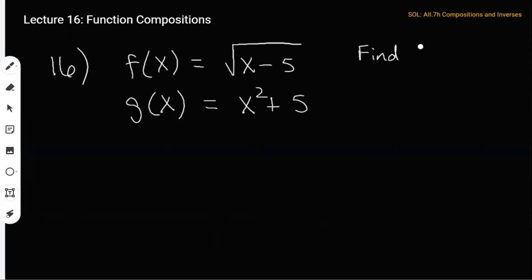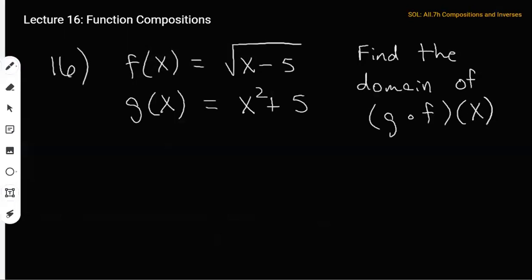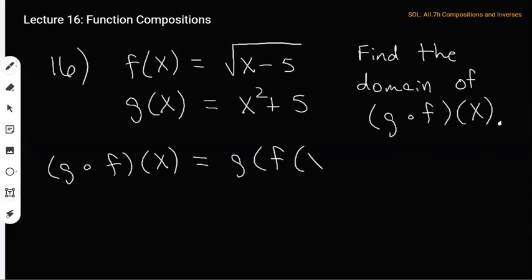And it says find the domain of g of f evaluated at x. So let's figure out what this composition is going to be. Now, if we take g of f, we can rewrite that as g of f of x. Notice that the g comes first because it's on the left side. And then f is going to come next because it's on the right side.